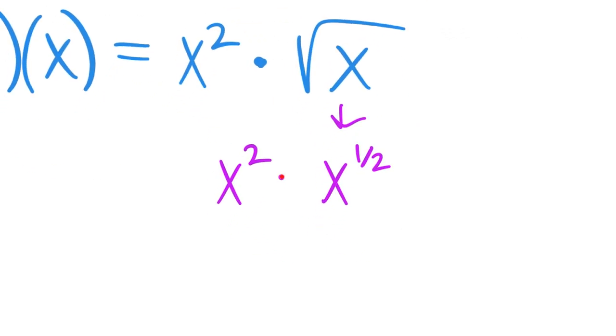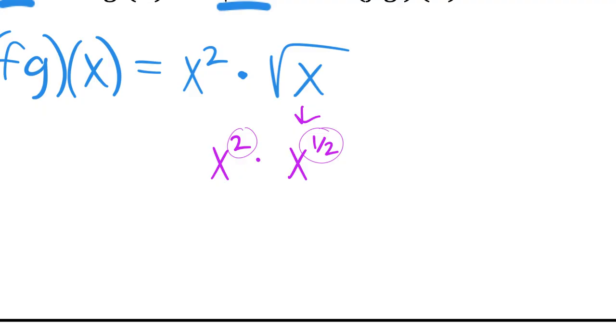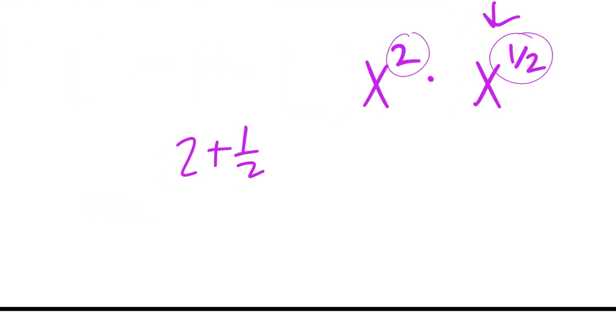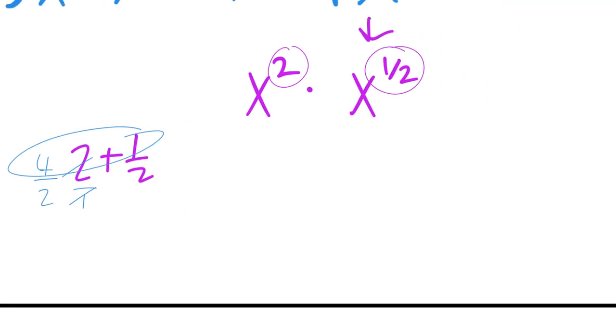So properties of exponents, whenever you're multiplying exponents that have the same base, you can just add the exponents together. So we're just going to add those together, 2 plus 1/2. Now remember, when you're adding fractions, you have to have common denominators. So if I want to change this, 2 over 1 is the same thing as 4 over 2. So when we're adding those together, that would be 5/2. So this would be x to the 5/2.